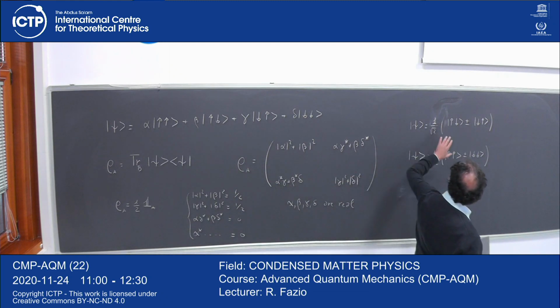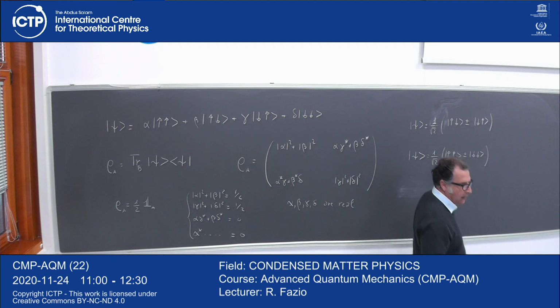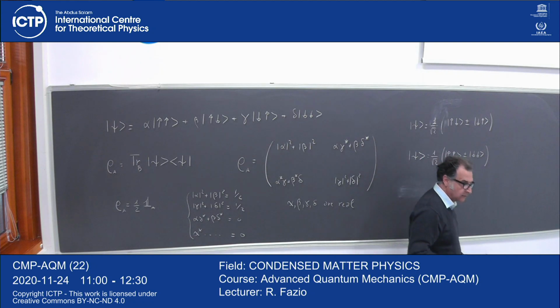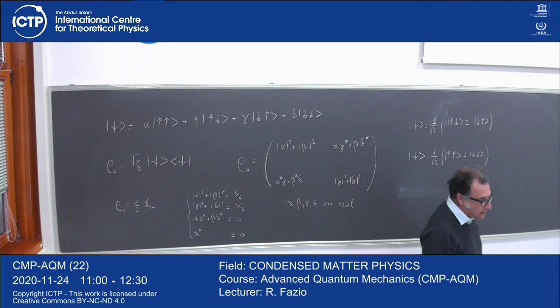So these are four states. These states are orthogonal. You can verify it. And they form a basis on the Hilbert space of the two spins. Yesterday I told you that these states have a special name. They are called Bell states.